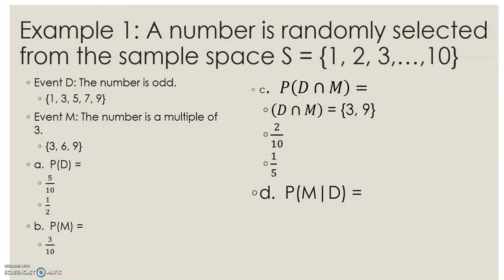The conditional probability of M given D. So the conditional probability that it's a multiple of 3, given that it is odd, it's the number of things in the intersection divided by the number of elements in D. There are 2 elements in the intersection. There are 5 elements in D. The answer is 2/5.